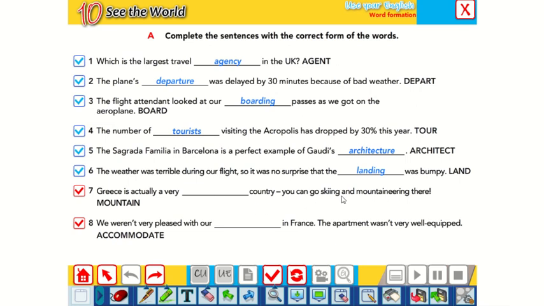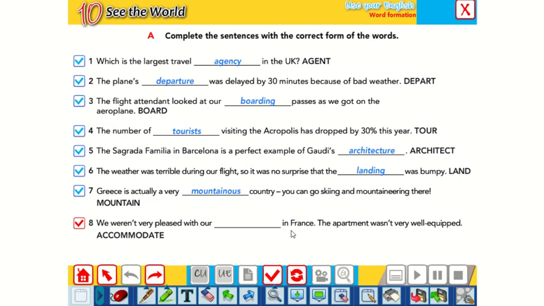You can go skiing and mountaineering there. So we have the word mountain, which is a noun. And we have to form another word from this word, which is mountainous, which is an adjective. So here we have to put an adjective between the adverb and the noun. So Greece is actually a very mountainous country, the country that has many mountains.